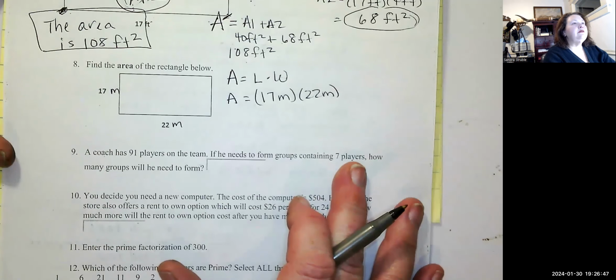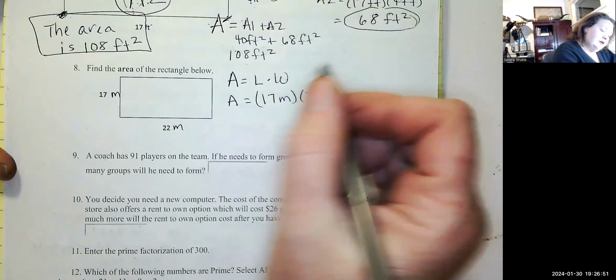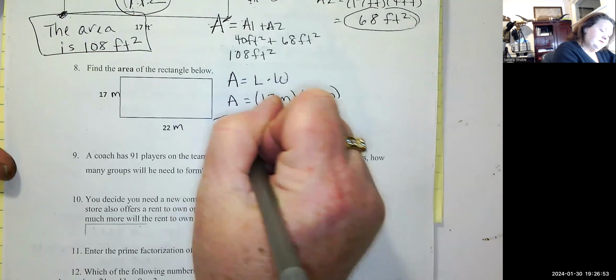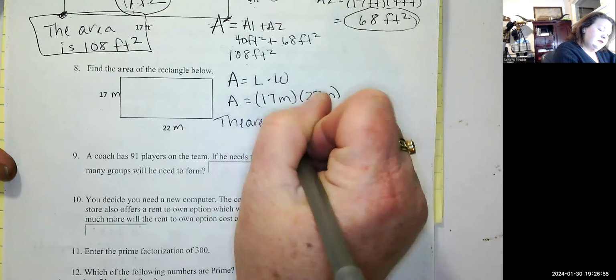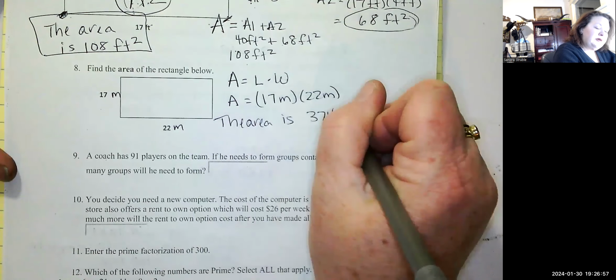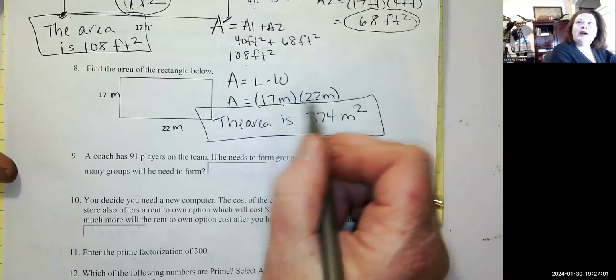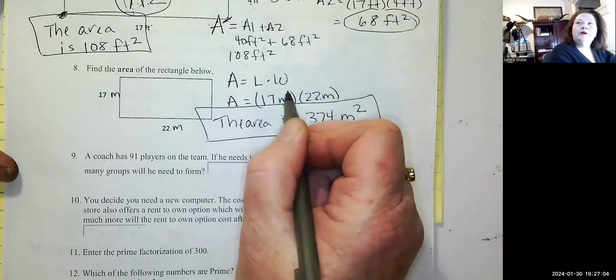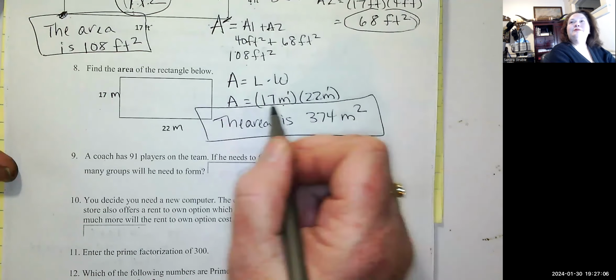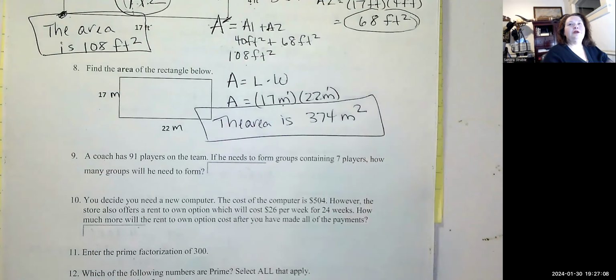What do we have there? What number is this? 8? Yep, here we go. All right. So the area is 374 meters squared. These meters multiply together and give you a meter squared, because meters times meters is meters squared. I mean, it's just meter squared.